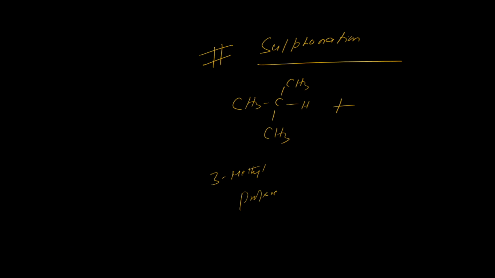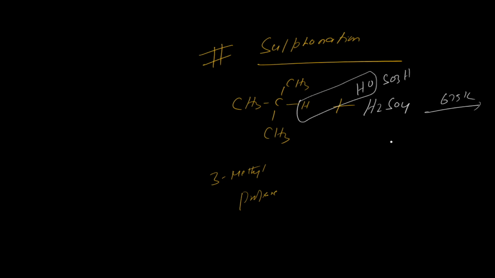So what will it form? Sulfonation will give you sulfonic acid. How will it react? It will react with the H2SO4 at 675 Kelvin temperature. H2SO4 can be written as HOSO3H, correct? So H is out from here, and it is replaced by SO3H. So it will form like this, with SO3H over here, plus H2O.